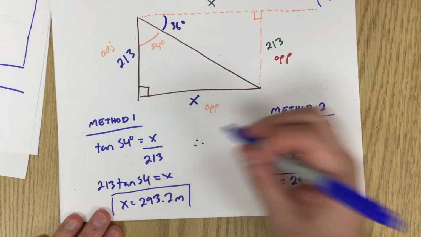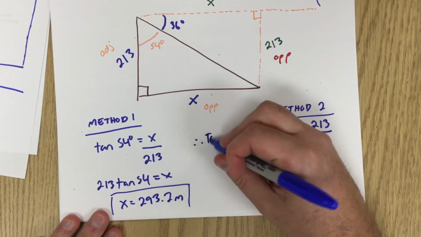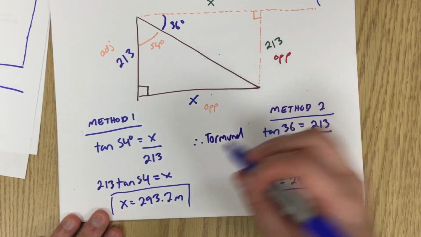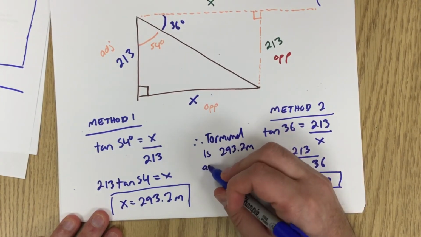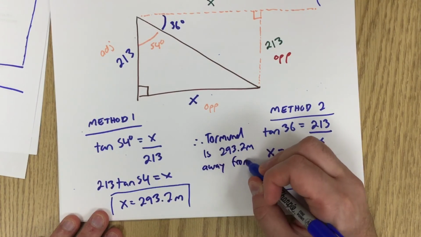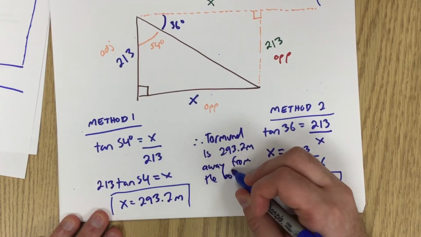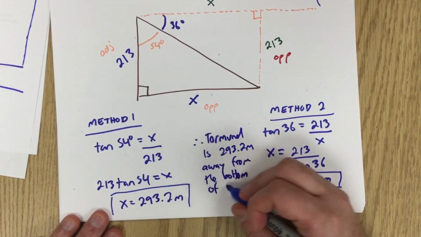Either way, therefore, Tormund is 293.2 meters away from the bottom of the wall.